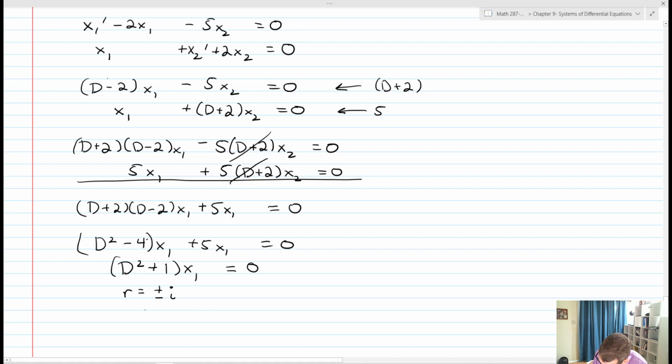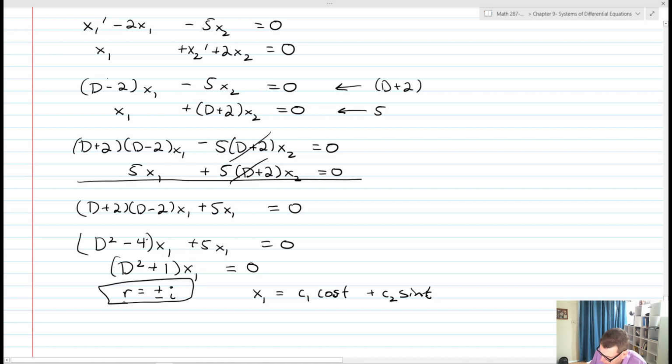Okay, so my solutions are going to end up being that x1 is going to equal c1 cosine x plus c2 sine x, or t, whichever one we want to choose. How about we'll use t. c1 cosine t plus c2 sine t. Okay, utilizing the result of our auxiliary polynomial r equals plus or minus i.